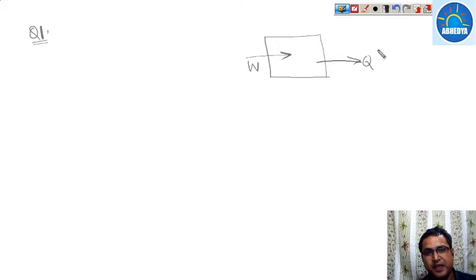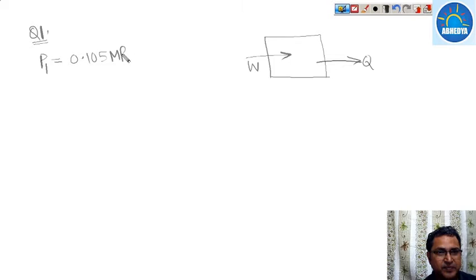First problem, suppose this is our system and it has been compressed. Since it has been compressed, work has been done and heat has been removed from the system. Initial state was given as 0.105 megapascal and initial volume is 0.15 meter cube.